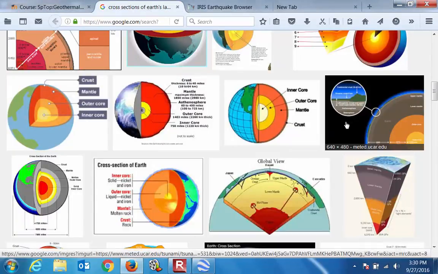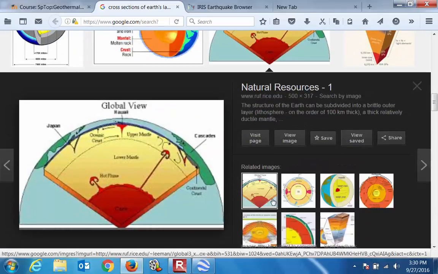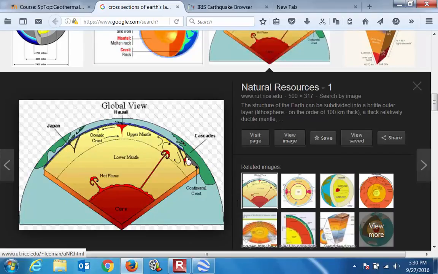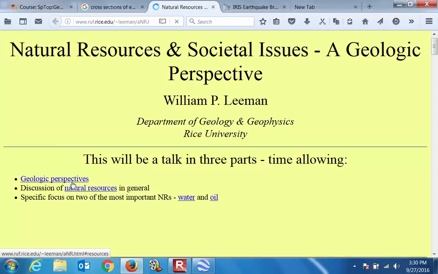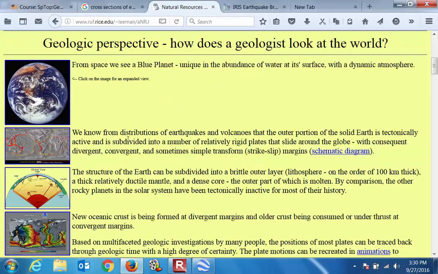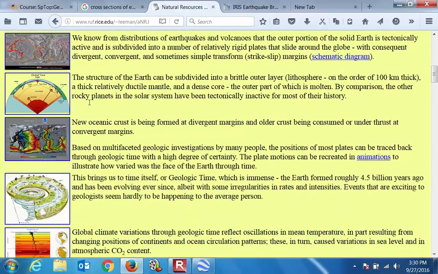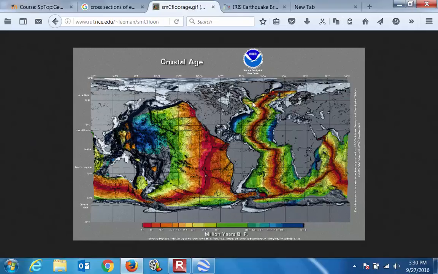If we get into Wikipedia here and start to look at some different aspects, here's crustal age. This is relatively new. You can actually look and see. Here's your range down here at the bottom. Let's make that a little bit bigger.